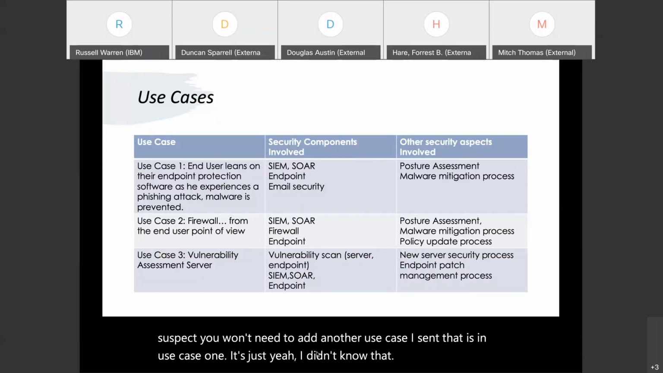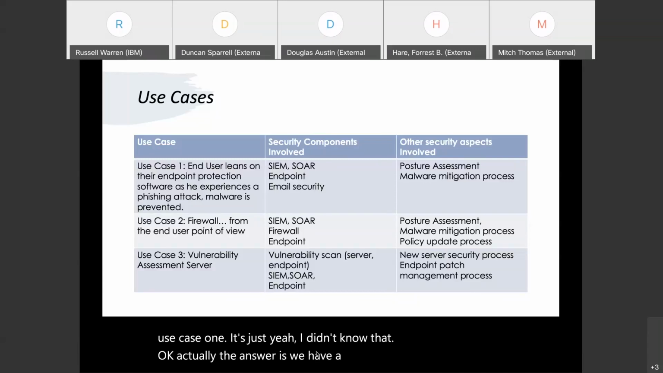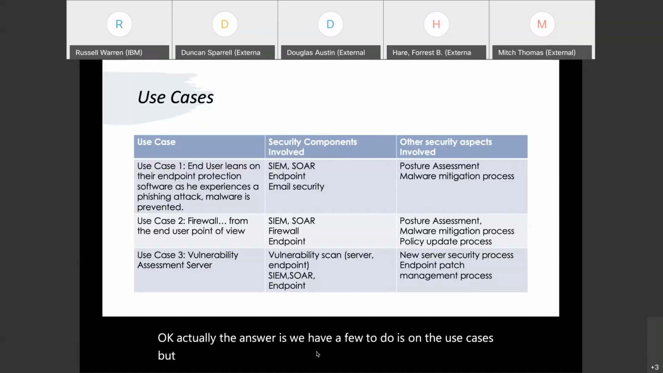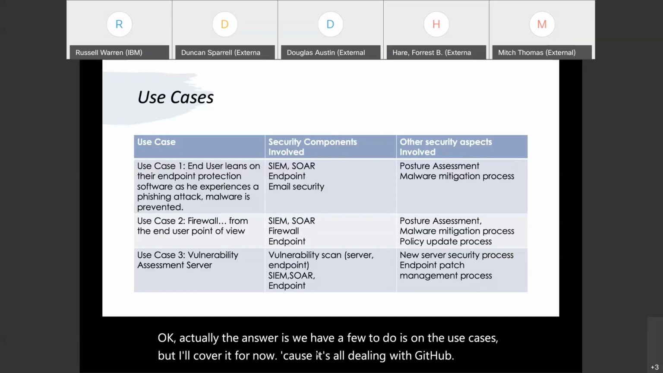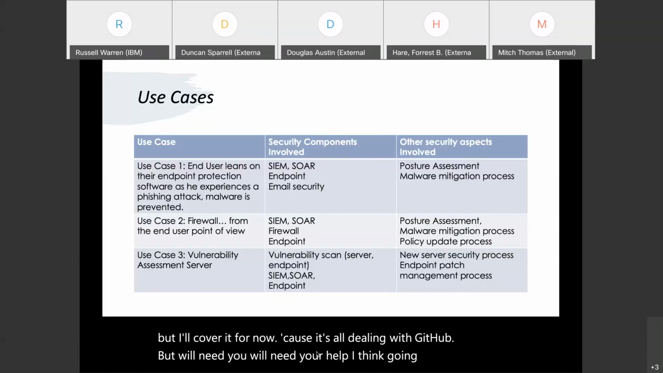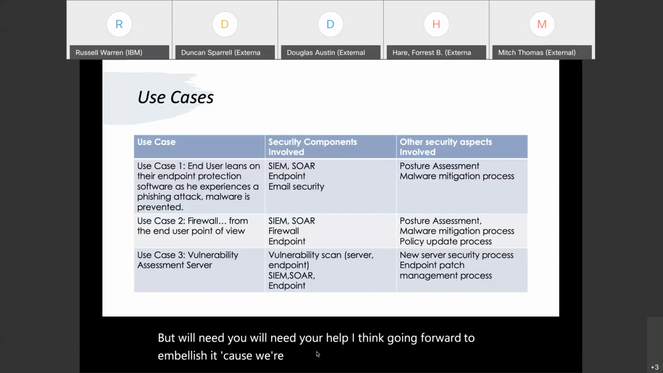Okay, Doug. So the answer is we have a few to-dos on the use cases, but I'll cover it for now because it's all dealing with GitHub. But we'll need your help, I think, going forward to embellish it, because we're now going to start using them to help us drive the other work we're doing. Is that clear, Doug? I think so, yeah. Okay, good. Just want to make sure it's clear, because you're coming in cold.